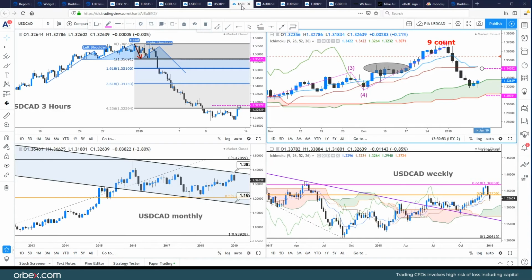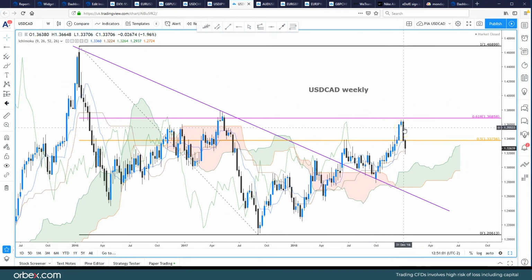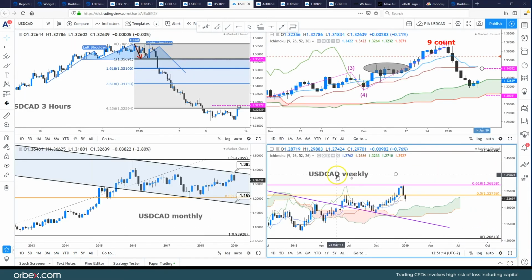Dollar CAD, again we had on this time frame, let's go down to the weekly chart first actually, bearish outside candle on the weekly chart, close to the 61.8% pullback level at 136.85. And we've seen some continued selling. We don't expect this to continue at the beginning of next week.